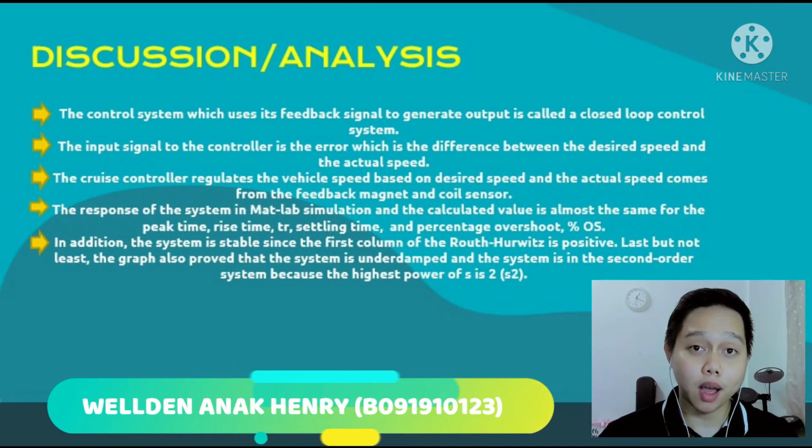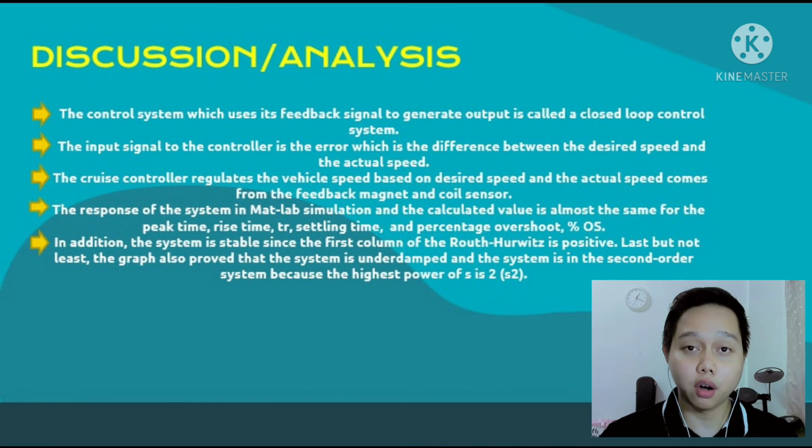So, now I will continue with the discussion of the automobile adaptive cruise control system. We know that the cruise control system is called a closed loop control system. The control system which uses its feedback signal to generate output is called a closed loop control system. A closed loop system can automatically correct the error that occurs in the output by using a feedback loop.